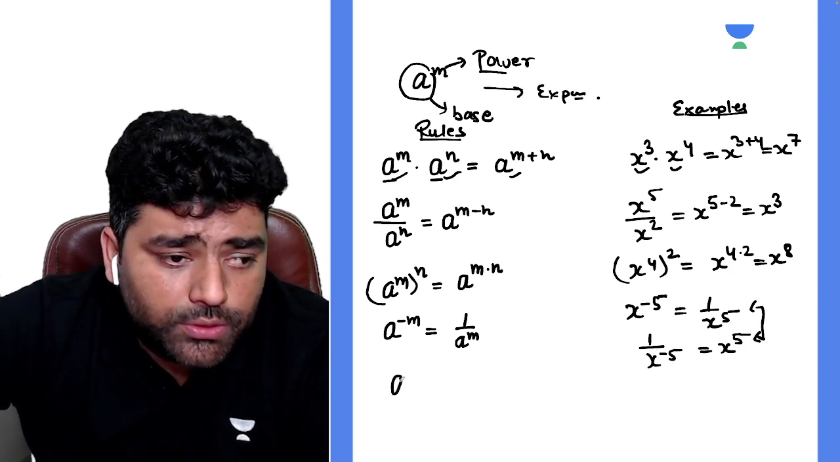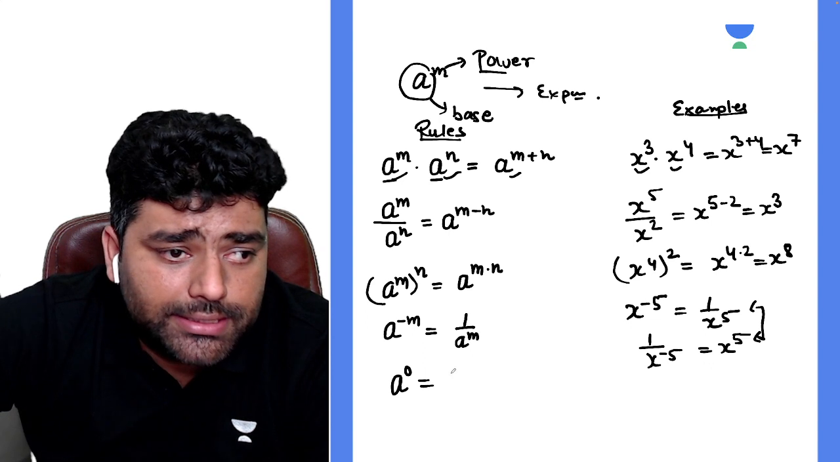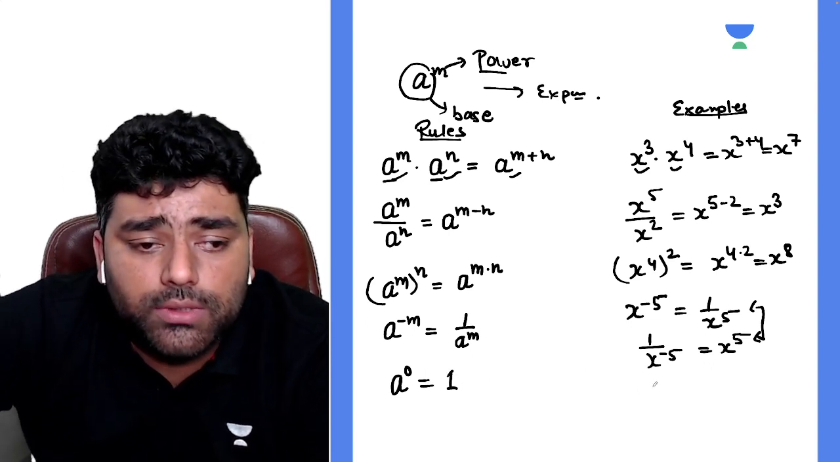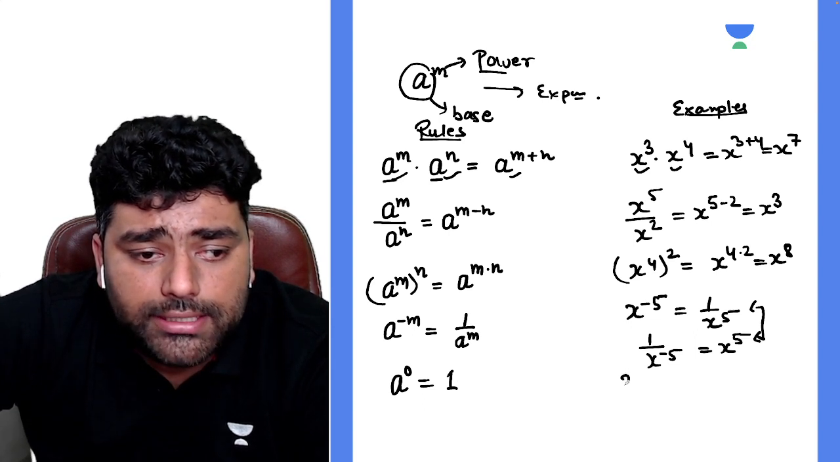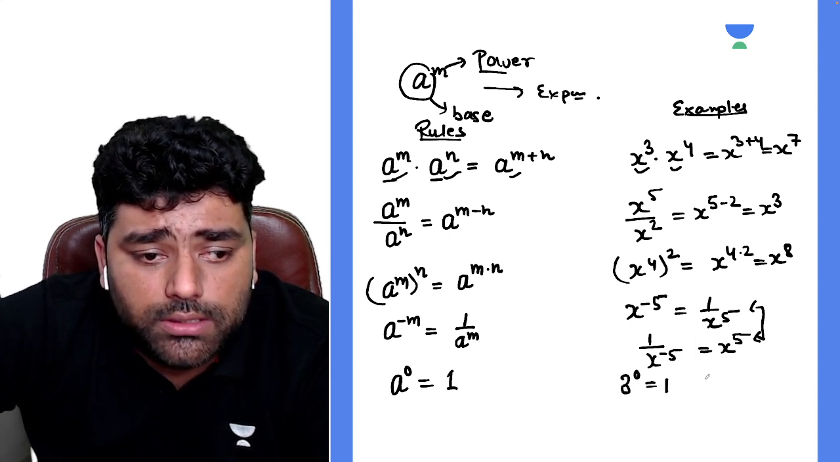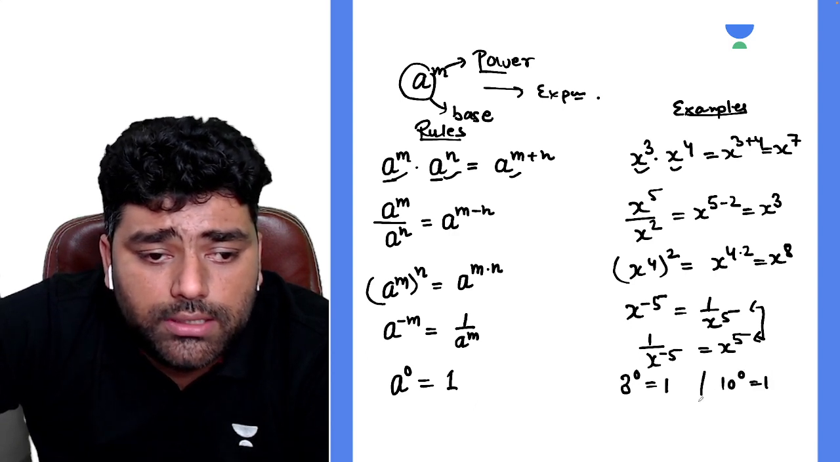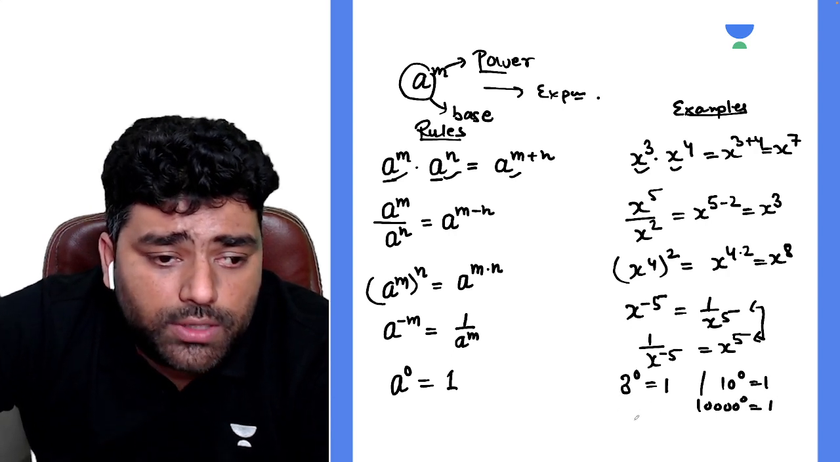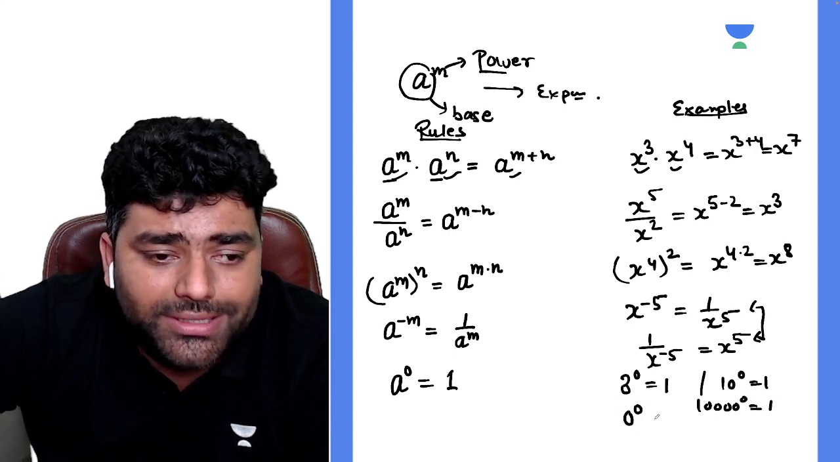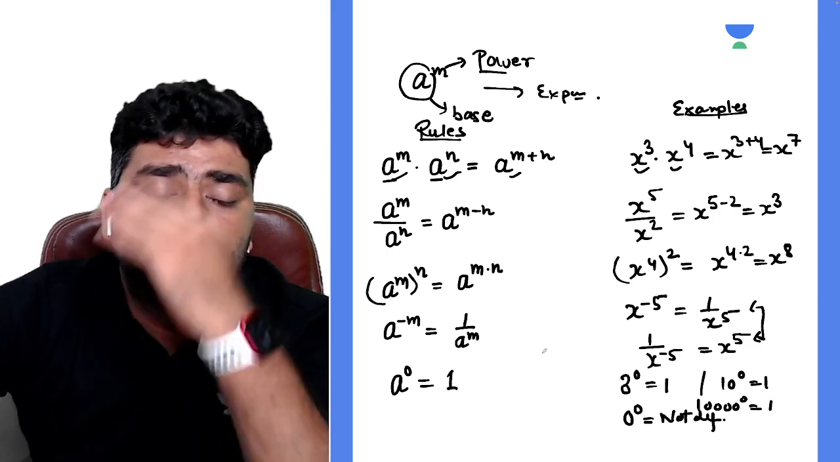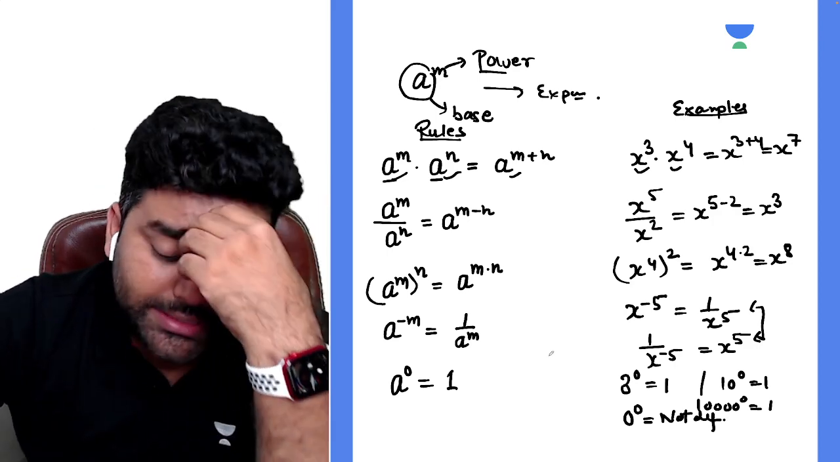Then you have a to the power 0, and that is equal to 1. Anything that has the power 0 will be equal to 1. Suppose 3 to the power 0 is equal to 1, right? 10 to the power 0 is equal to 1. 10,000 to the power 0 is equal to 1, right? What about 0 to the power 0? 0 to the power 0 is not defined. Only 0 to the power 0 is not defined.